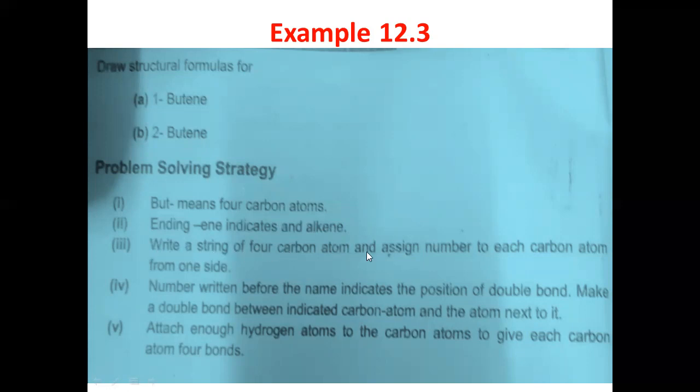Write a string of 4 carbon atoms and assign a number to each carbon atom from one side. We have to label the carbon atoms as carbon number 1, 2, 3, and 4. The number written before the name indicates the position of the double bond. Make a double bond between the indicated carbon atom and the atom next to it. Then add enough hydrogen atoms to the carbon atoms to give each carbon atom 4 bonds. We have to add the hydrogen atoms to complete the 4 bonds of each carbon atom.